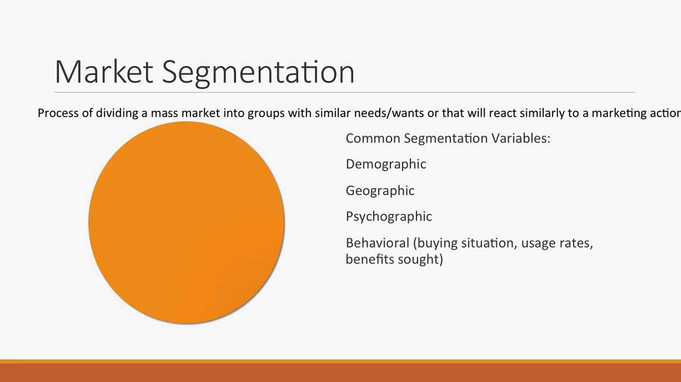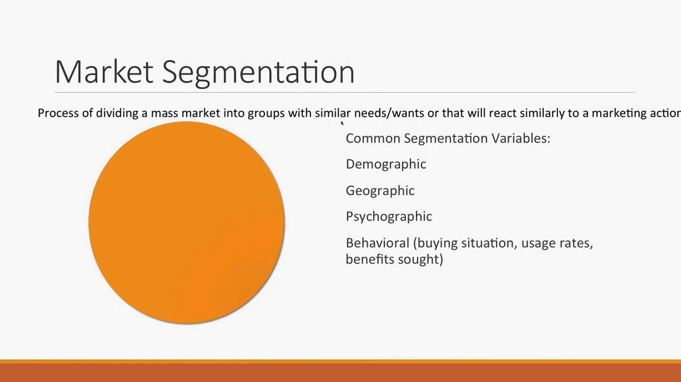Additionally, we might segment a mass market behaviorally. We might look at the situation they're buying for, or the benefits they're buying for when they buy it. So while some people might buy cigarettes to energize themselves, other people might buy cigarettes to relax or to keep from eating. Another behavioral segmentation tool is usage rate. Are we targeting heavy, medium, or light users when we look at a particular product category? So to review, market segmentation is a process of dividing this mass market into groups with similar needs or wants.